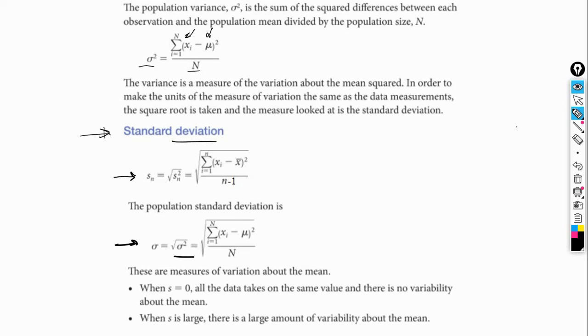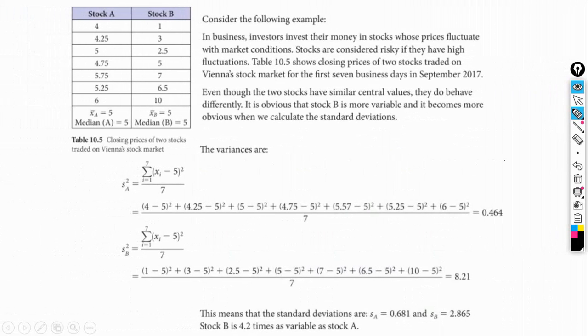And if we get that the standard deviation is equal to 0, it means that all the data is on the same value, and there's no variability about the mean. If the standard deviation is large, then that means that there's a large amount of variability about the mean. So consider the following example.